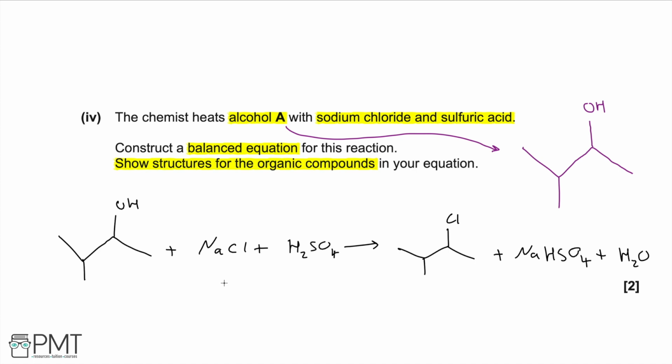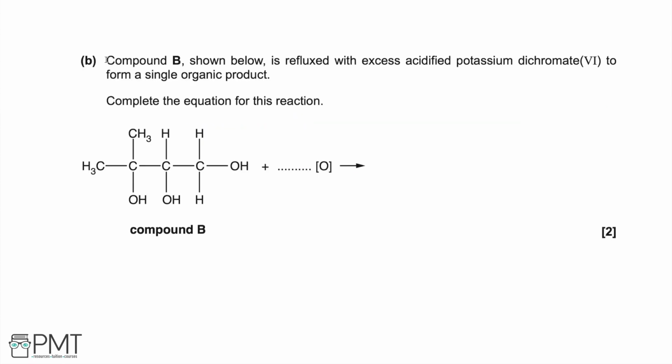Compound B, shown below, is refluxed with excess acidified potassium dichromate 6 to form a single organic product. In this question, we need to complete the equation for this reaction. First things first, we need to think about exactly what acidified potassium dichromate is. And this is a bookwork section of this question, and we need to know that this is an oxidizing agent.